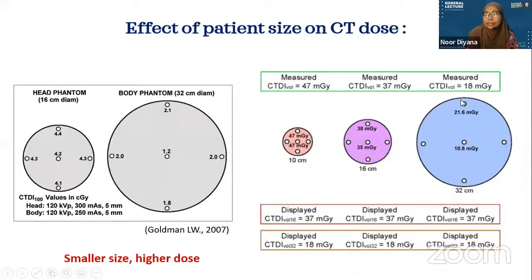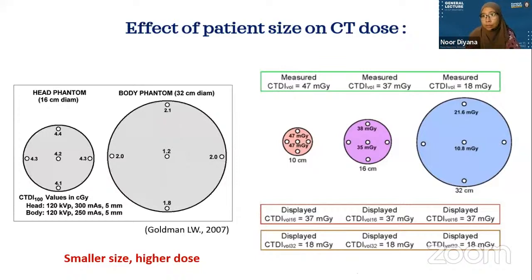And then if you use a larger size, the same protocol for 32 centimeter, it will display 18 milligray. But if you use a smaller protocol, I mean for head, it will overestimate the dose, which is 37 milligray. And same here, it's supposed to be 47 milligray using the 10 centimeter protocol, but using 16, it gives you 37. And for using 32 it is actually 18.